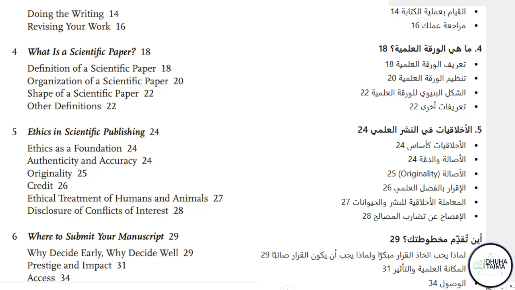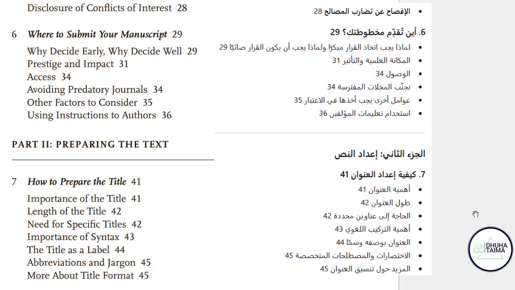6. Where to submit your manuscript. Why decide early? Why decide well? Prestige and impact. Access. Avoiding predatory journals. Other factors to consider. Using instructions to authors.